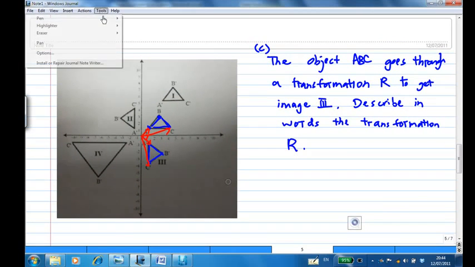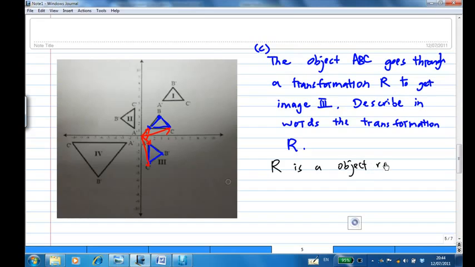So this is an object rotation, so you can write it now. R is an object rotation, rotational object 90 degrees clockwise about origin.